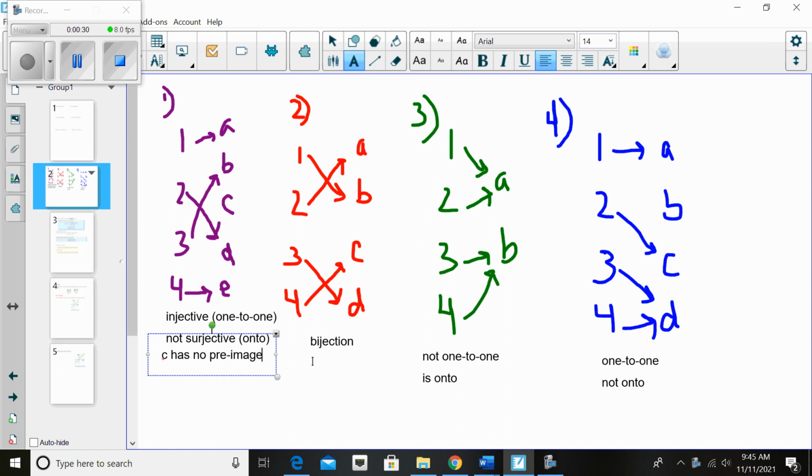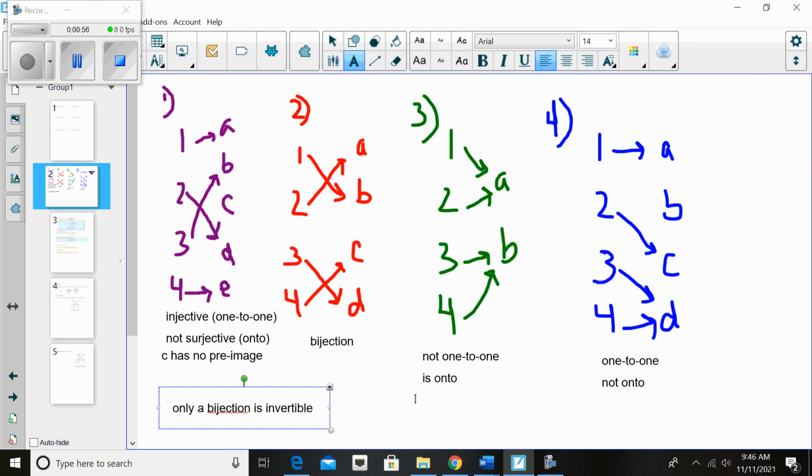Number two is the only function that is invertible, and so that's something that you should write down in your notes, that only a bijection is invertible. All right, invertible just means we can find the inverse. So a function must be both one-to-one and onto to be invertible.